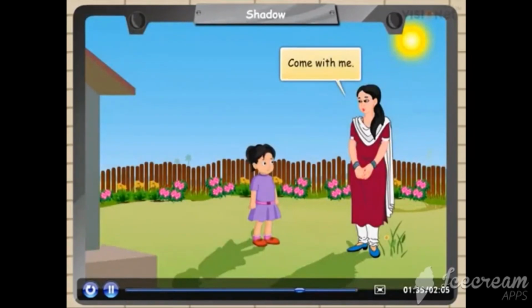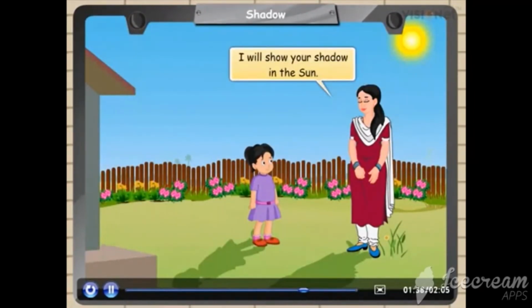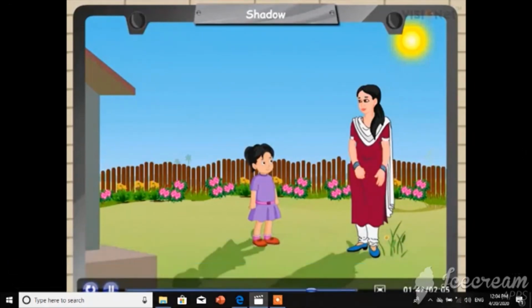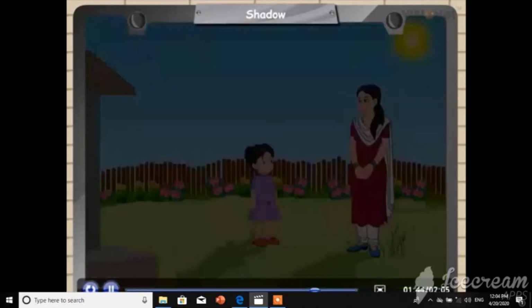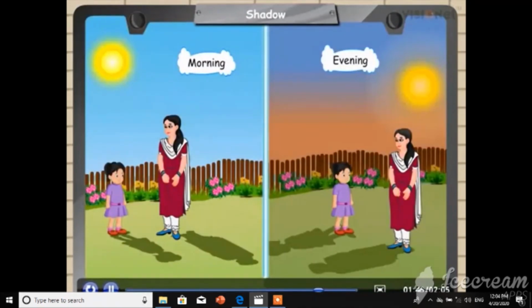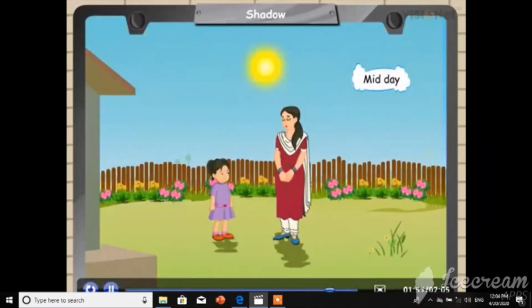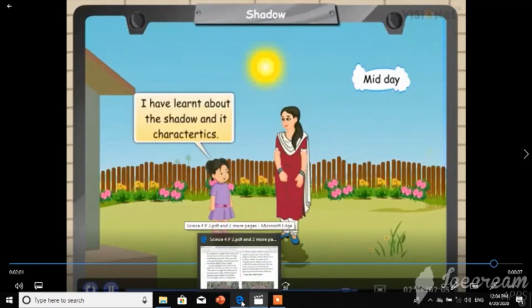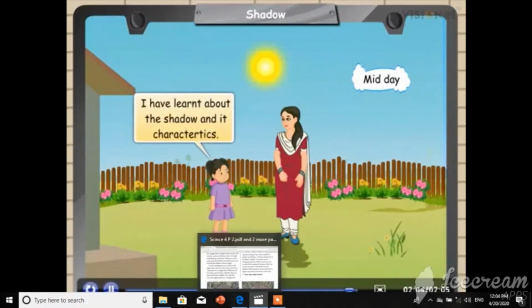Come with me. I will show you your shadow in the sun. Observe your shadow on a bright sunny day at different times. In the morning and evening, your shadow will be long as the sun is very low, but in the midday your shadow will be the shortest as the sun is high and right above your head. Thanks, Mom. I have learnt about the shadow and its characteristics.